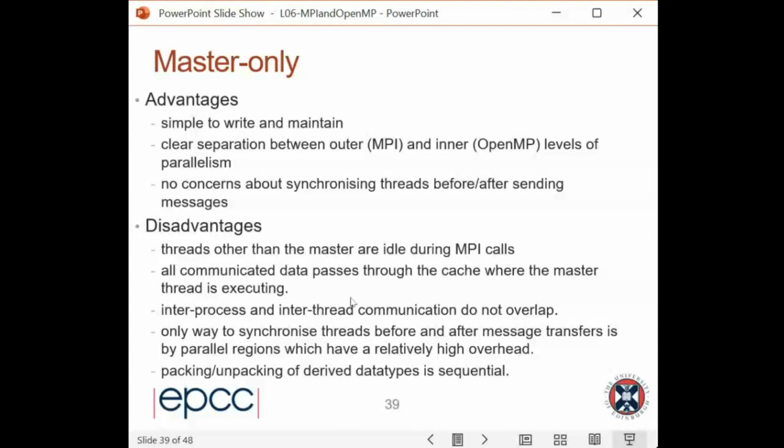You can basically run it on any number of threads pretty safely. You only have to worry about the thread correctness of your computation stage. You're not interested in any thread issues with the communication stage. The disadvantages are the threads other than the master are idle during MPI calls. So if the MPI calls are pretty heavyweight, that could be poor.